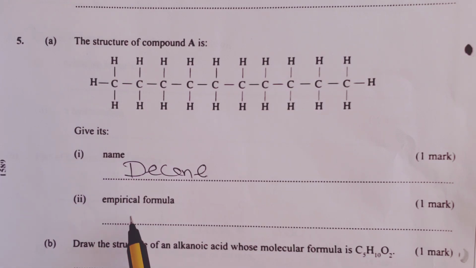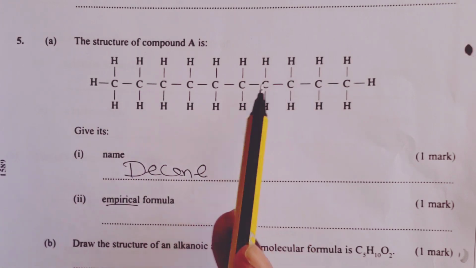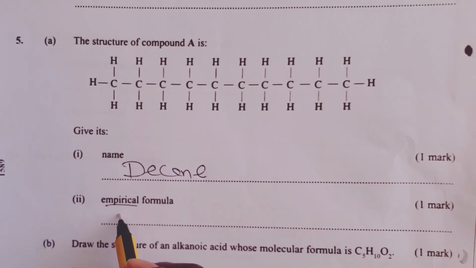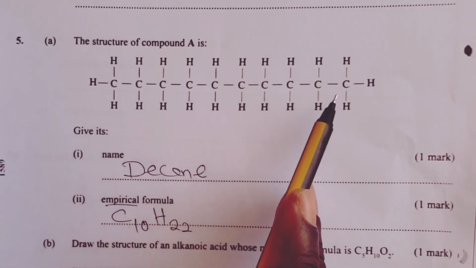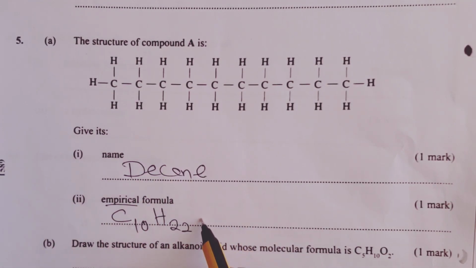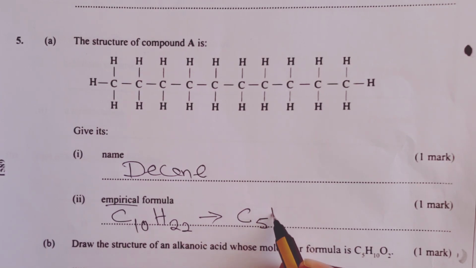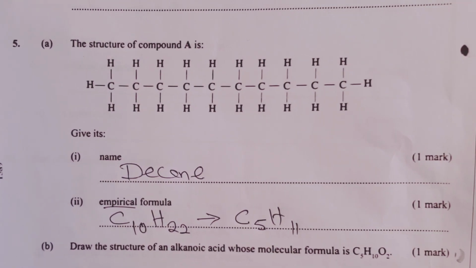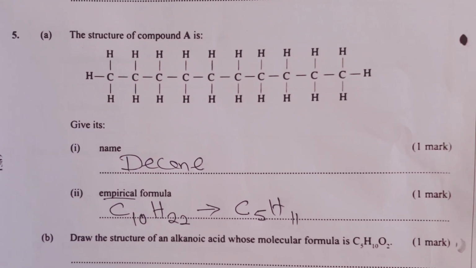Next, we are asked to write its empirical formula. Empirical formula shows the simplest ratio of carbon to hydrogen in our compound. So the actual ratio is 10:22, because we have 10 carbons and 22 hydrogens. So from here, we would obtain the empirical formula of C5H11 as our answer to A, Roman 2.